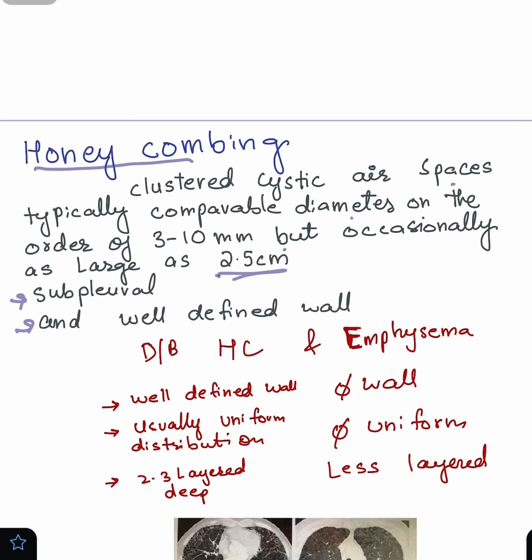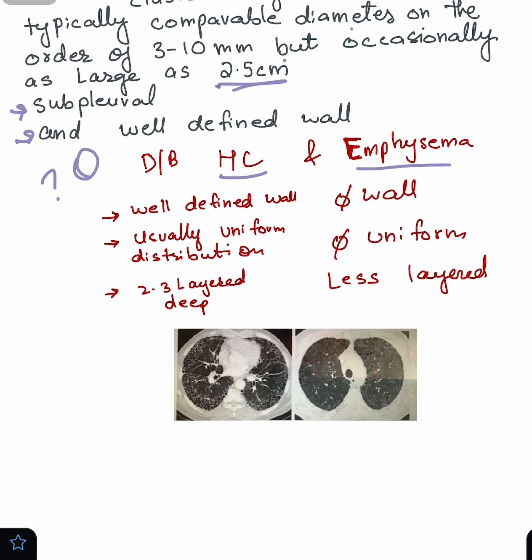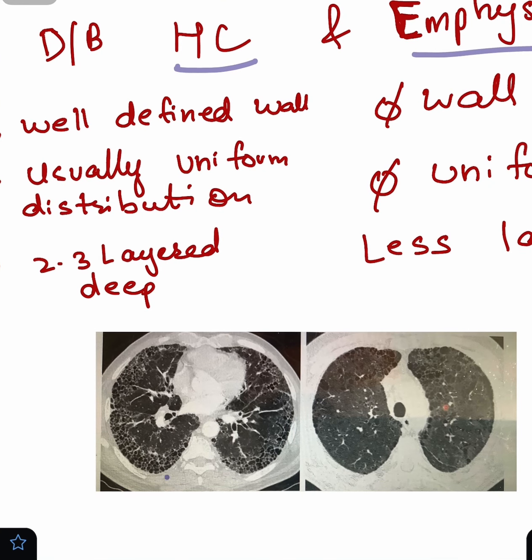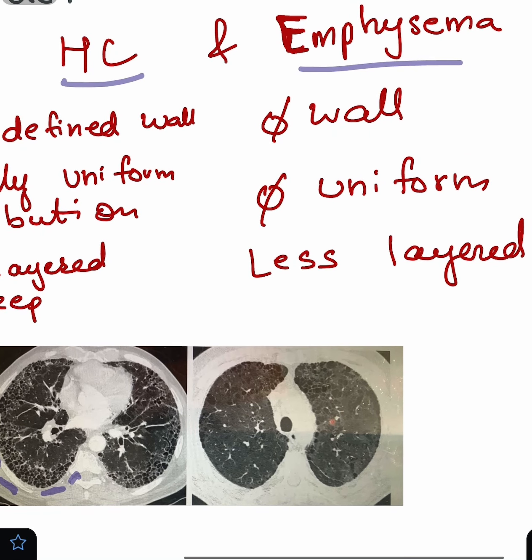The most important question that comes is, is it honeycombing or is it emphysema? Usually in honeycombing, the walls are well defined, as you can see in these CT scans. They are usually uniformly distributed, likely subpleural, involving 2 to 3 layers deep. But as compared to emphysema, the walls are not well defined, they are not uniform, and are less layered.